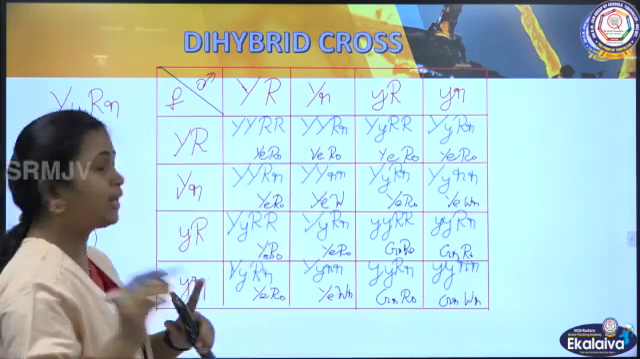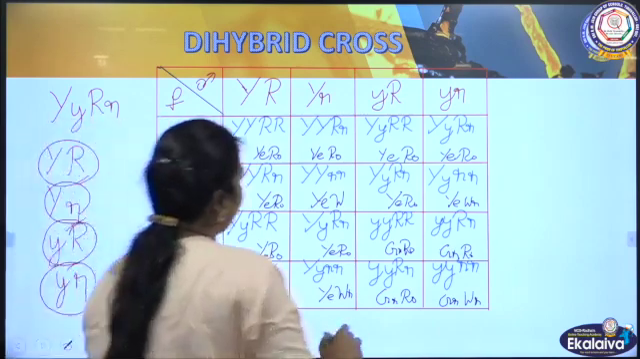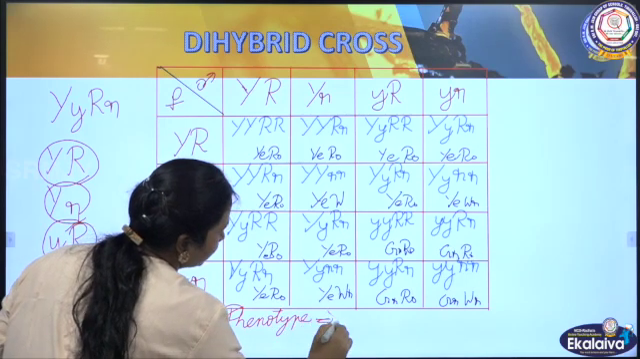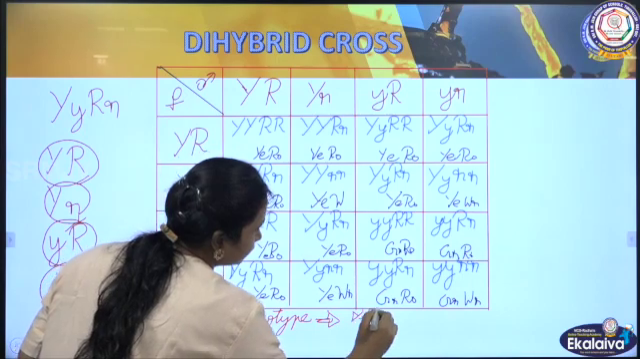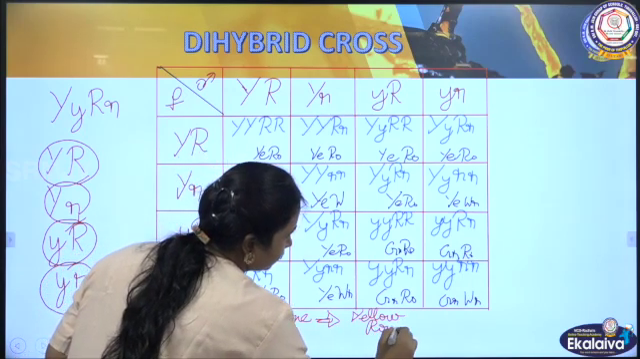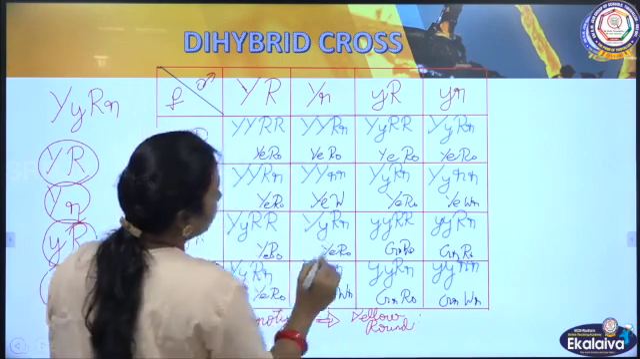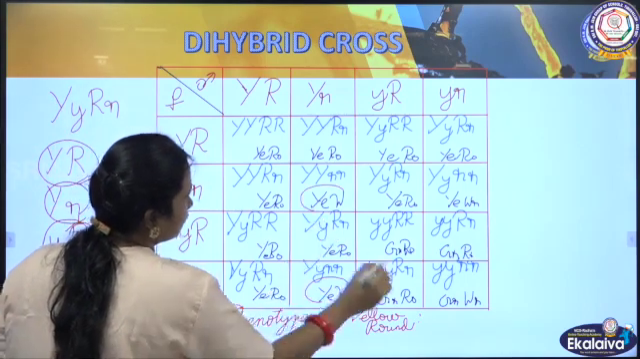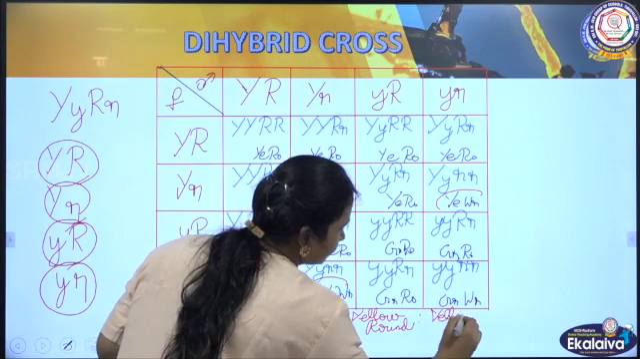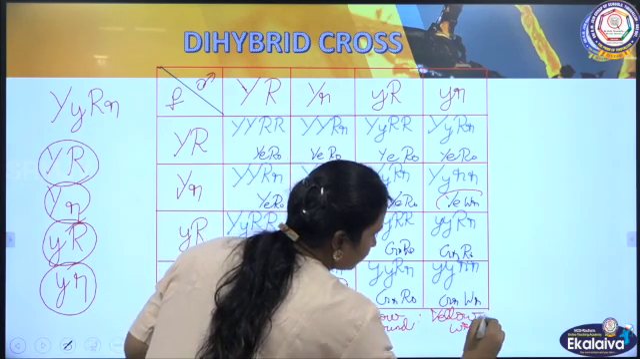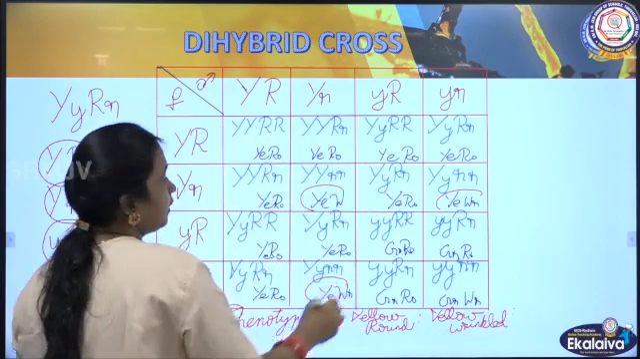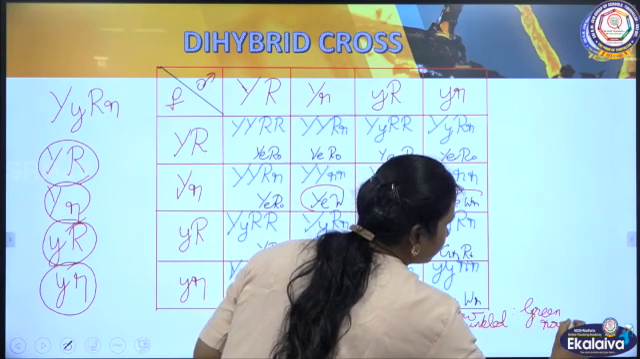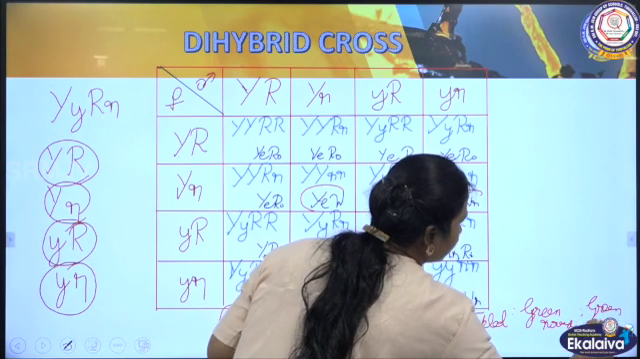Now let us see the phenotypic and genotypic ratio. Phenotype. What are the phenotypes we are getting? We will check. One is yellow round, and then any new character? Yellow wrinkled, are you getting it anywhere? Yes, we are getting yellow wrinkled. Let me show this yellow wrinkled. Then green round, again a new character we are getting, green round, and then green wrinkled.